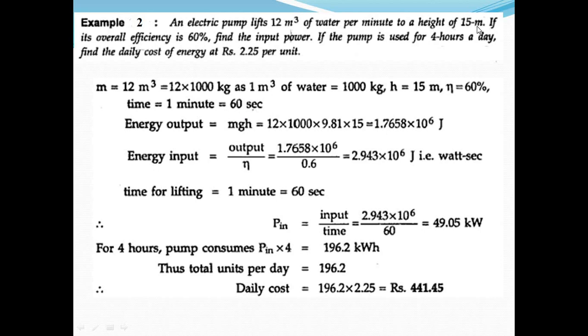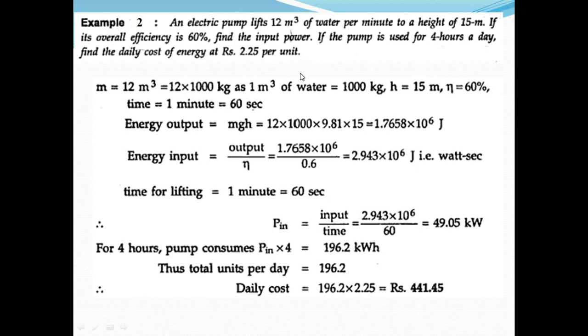Then the height is given as 15 meter. Its overall efficiency is also given as 60%. Find the input power. If the pump is used for 4 hours a day, find the daily cost of energy at rupees 2.25 per unit. So in the first case, what we have to find out is the input power.